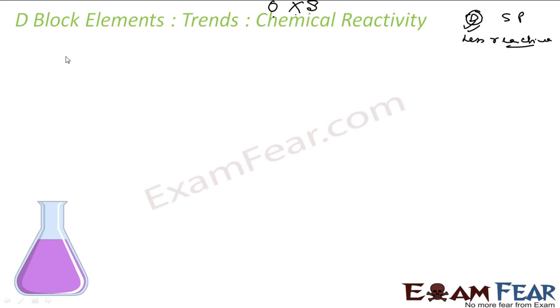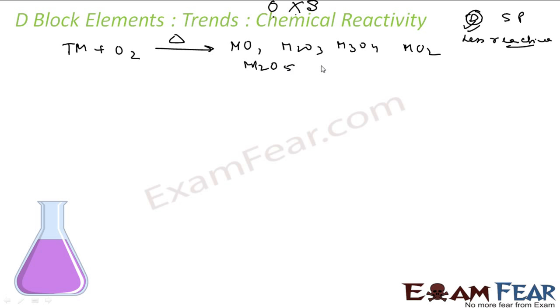If we talk about the oxides, transition metals directly combine with oxygen at high temperature to form oxides. For example, metal oxides M2O3, MO, M3O4, MO2, M2O5, MO3, M2O. All these are different varieties of oxides, and all have variable oxidation states. For example, this has +2 oxidation state, this has +1, this has +3, +5, +4. So they have variable oxidation states.